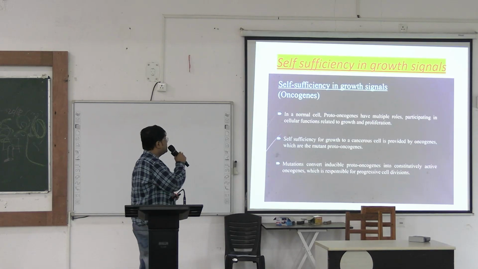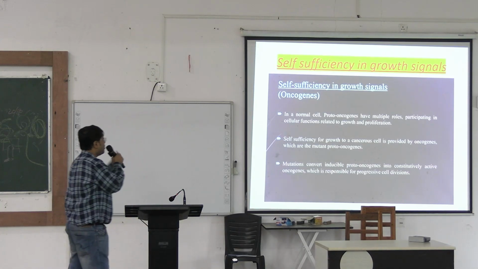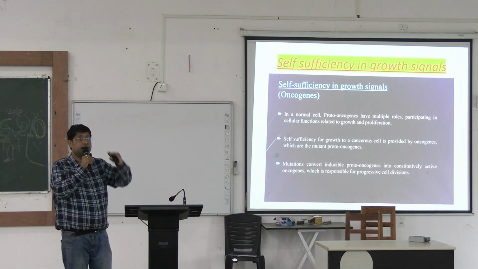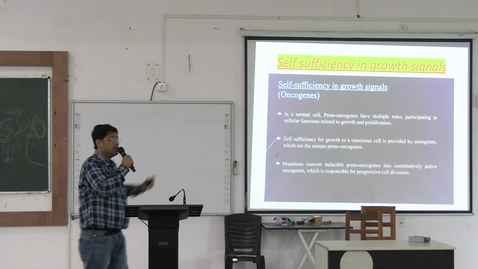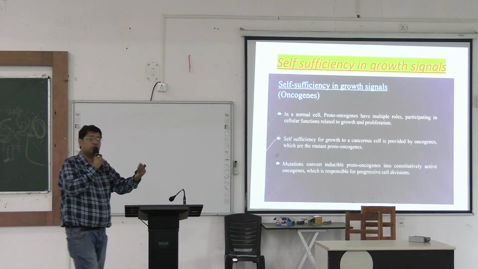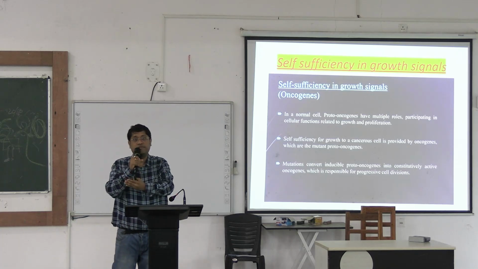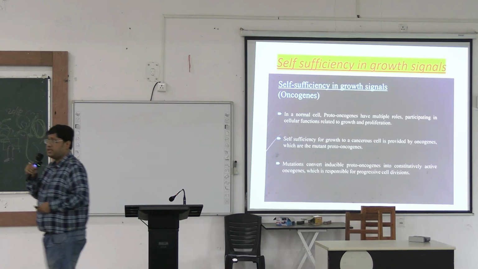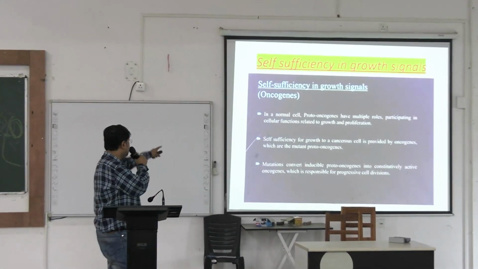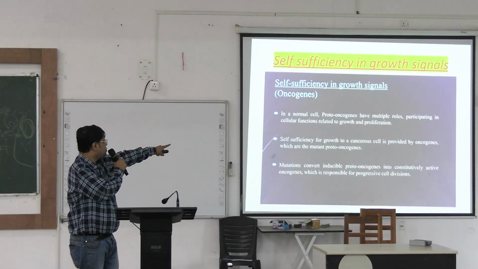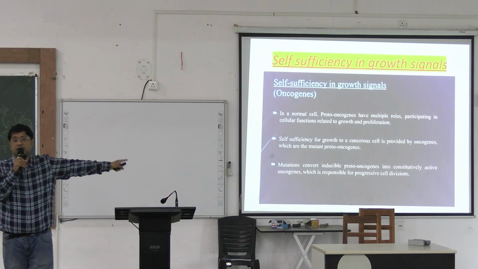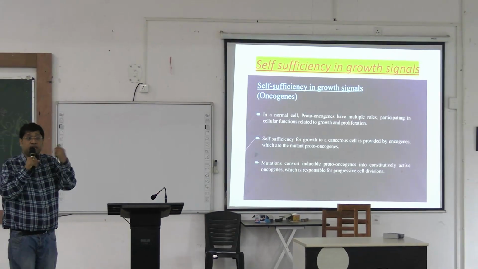What is self-sufficiency in growth signals? In a normal cell, proto-oncogenes have multiple roles. What are proto-oncogenes? They are the precursors of oncogenes. Here, the proto-oncogene is mutated, leading to a defective oncogene. Self-sufficiency in growth for the cancer cell is provided by oncogenes, which are mutant proto-oncogenes. So these are mutated and become defective.